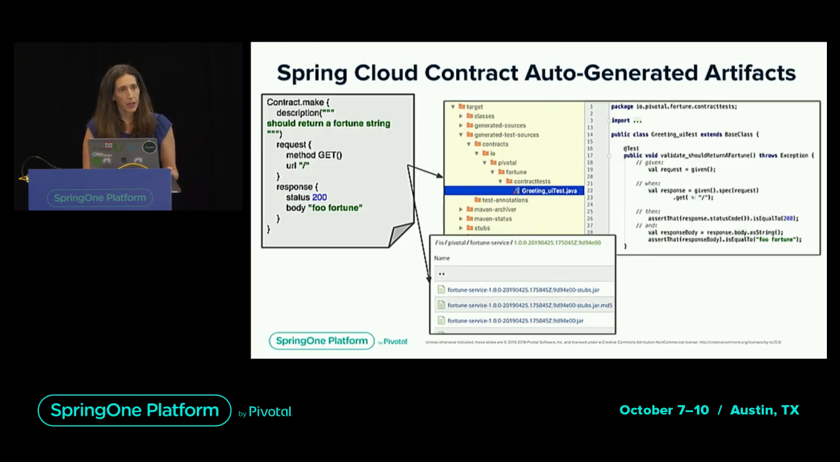If you are using Spring Cloud Contract, here's just an example of how you would implement it. On the left-hand side, you can see a codified contract, an agreement between a consumer and a producer written as code. In this case, it's Groovy. There are other options.